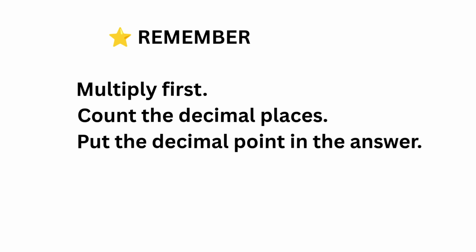So here's the method we'll be using today. First of all, we multiply the numbers as if we're multiplying whole numbers. Then we count how many decimal places there are in the numbers we are multiplying. Then finally, we put the decimal points in the correct place in our answer.